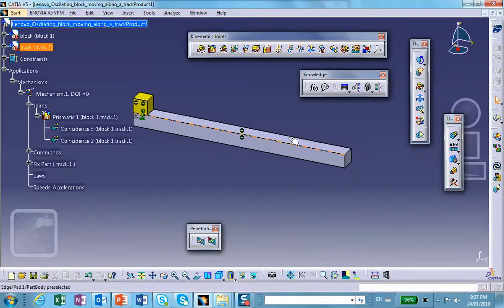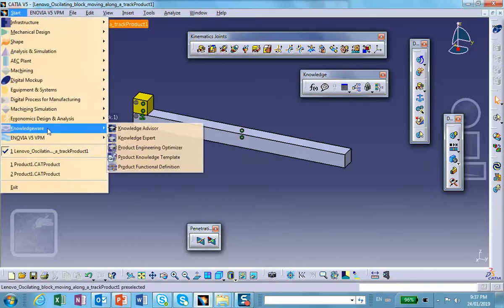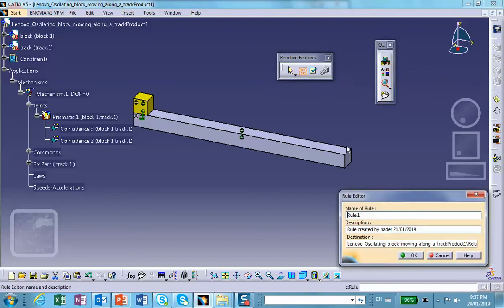Okay, so how do we create formulas? Formulas in the sense of rules. For complicated formulas, you have to do it with rules. So the first thing you need to do is go to the Knowledge Advisor, because that's the only place where you can find the icon for the rule. It's actually right here. You click on it, and you can give it a name, and so I'll call this oscillating block. This is just a name. You can call it anything you want.